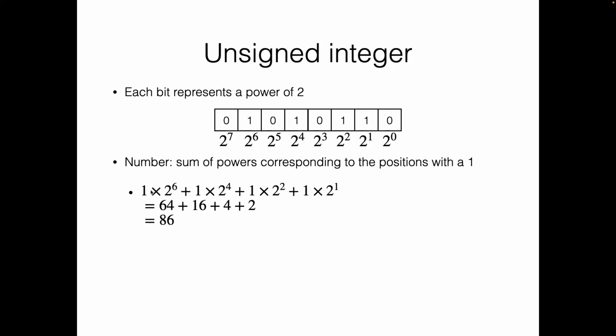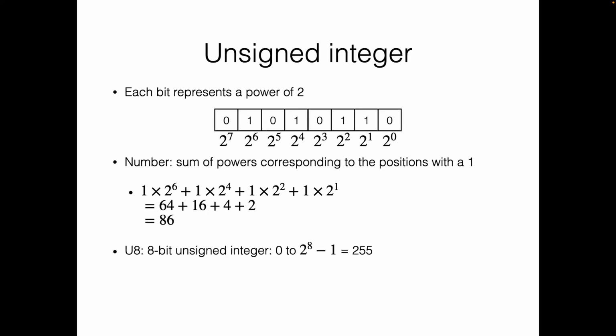And so our number will be 1 times 2 to the 6th plus 1 times 2 to the 4th plus 1 times 2 squared plus 1 times 2 to the 1st. You can add those up and you get 86. And so that would be the integer represented by this byte. Okay, and so here we have 8 bits or 1 byte, and you would refer to that as U8 or 8-bit unsigned integer.